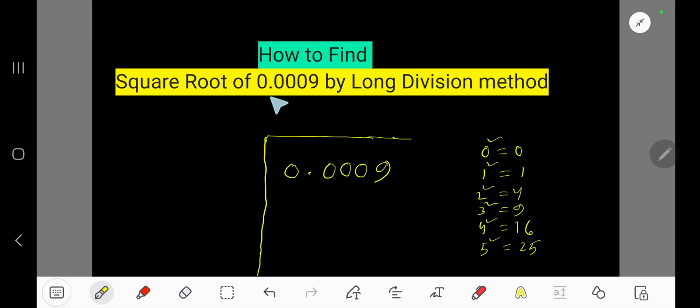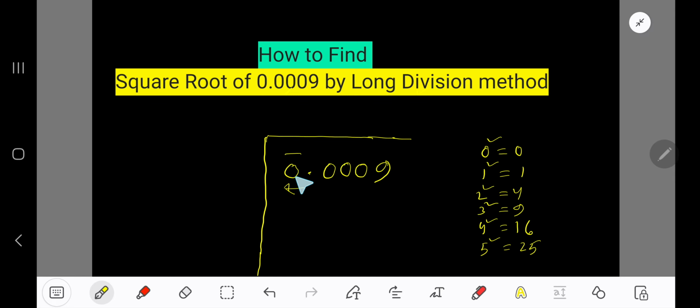How to find the square root of 0.0009 by the long division method? You need to make the first pair. To make pairs, look, before the decimal we get the whole number part, after the decimal we get the fractional part. For the whole number part we will make pairs from your right-hand side to the left-hand side. So this is one pair.